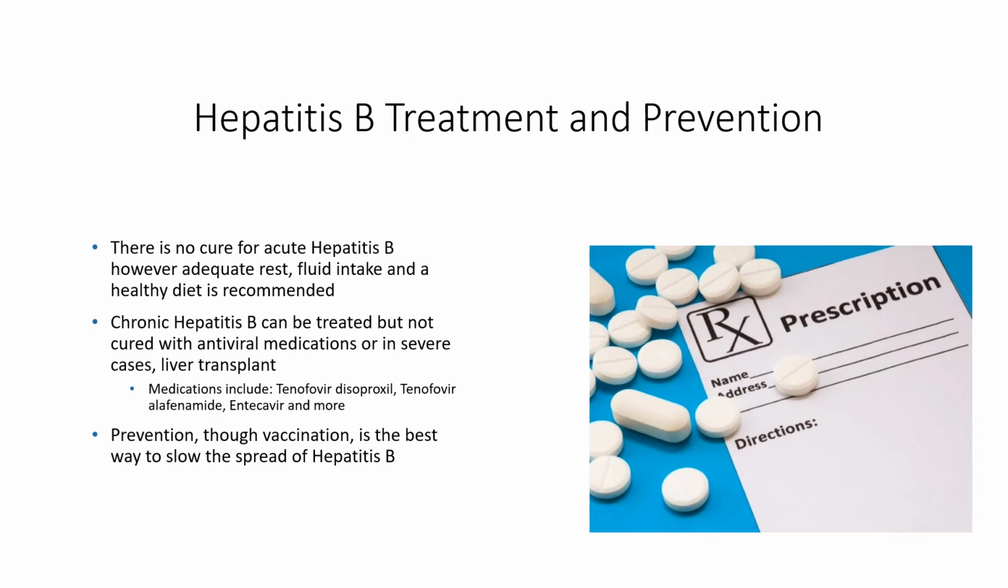Treatment and prevention of hepatitis B. There is currently no cure for acute hepatitis B. However, adequate rest, fluid intake, and a healthy diet is always recommended. Along with this, it is important to note and inform patients that they must avoid medications such as Tylenol and acetaminophen to protect their liver as it already is in a weakened state.